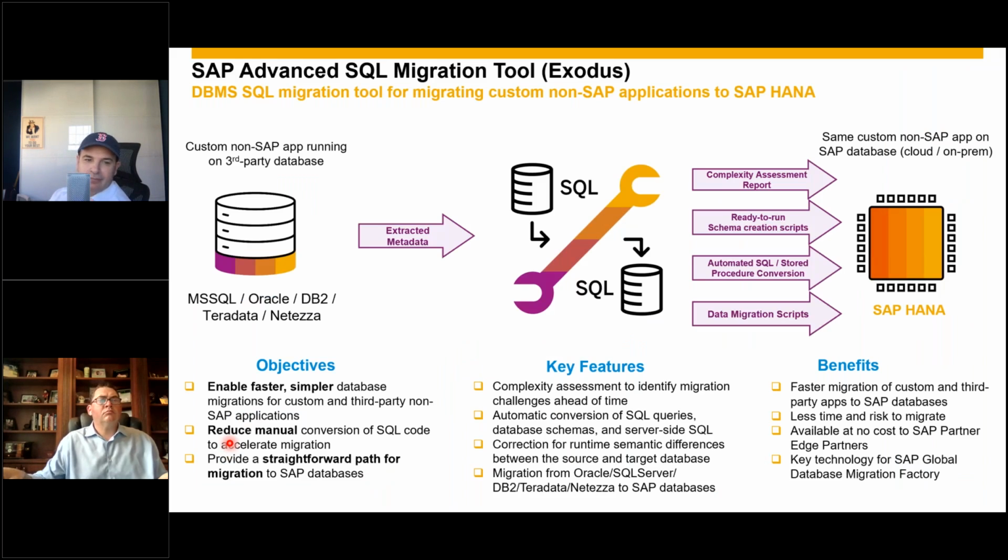Let's talk specifically about the advanced SQL migration tool, typically known as Exodus. Again, this is the DBMS SQL migration tool. The good thing about this tool is that it will migrate pretty much everything that a system based on MS SQL, Oracle, DB2, or even Teradata has. We will move basically all of the SQL stored procedures, the triggers, the SQL queries, and everything along with the scripts that we have into HANA with this tool set. That is a very powerful tool.